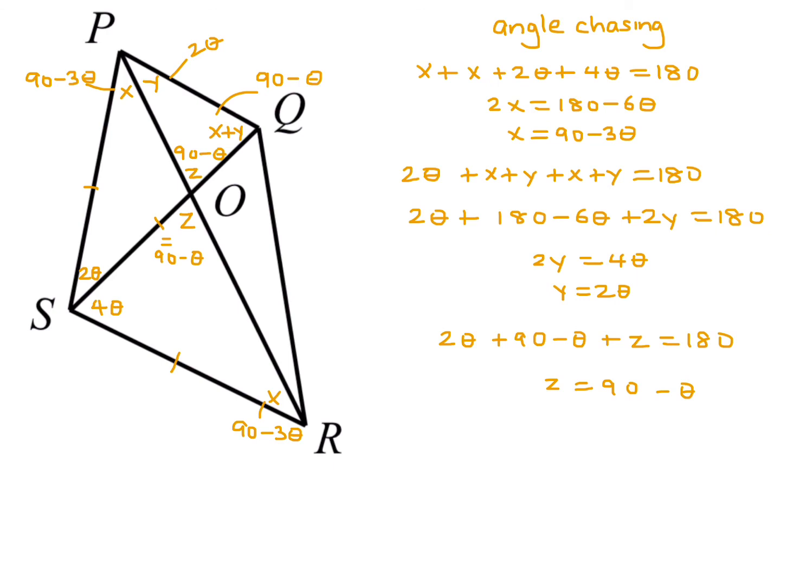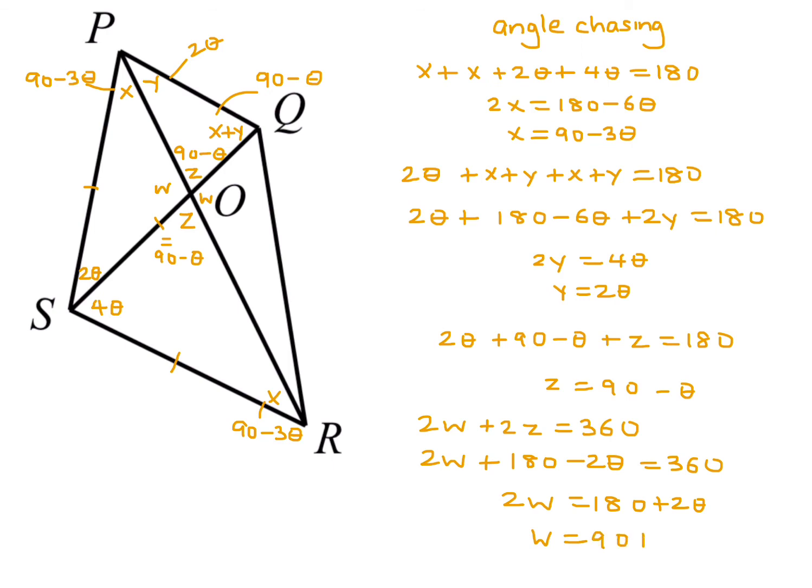Where do we go next here? w is the letter I guess I'll choose for this and this. Those will be both w's. w and w. And for w, I guess we can just use the whole way around, that everything is going to be 360. So 2w plus 2z is 360. And then 2w, well, z is this guy, 90 minus theta, so 180 minus 2 theta is 360. So 2w would be 180 plus 2 theta, and therefore w is 90 plus theta. All right, 90 plus theta for w.